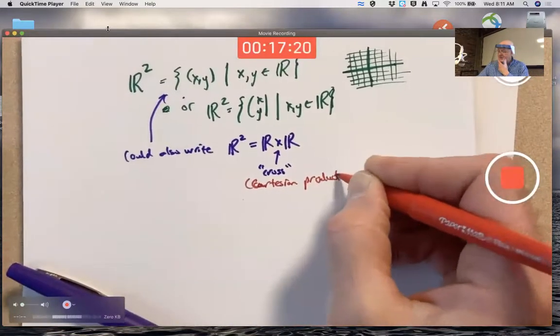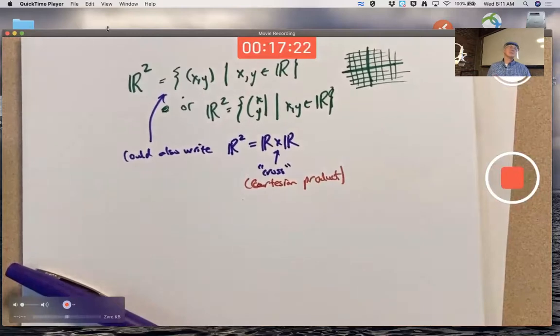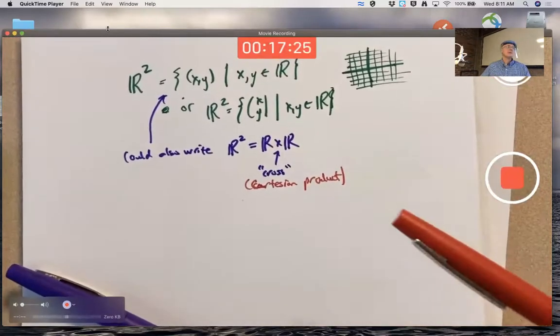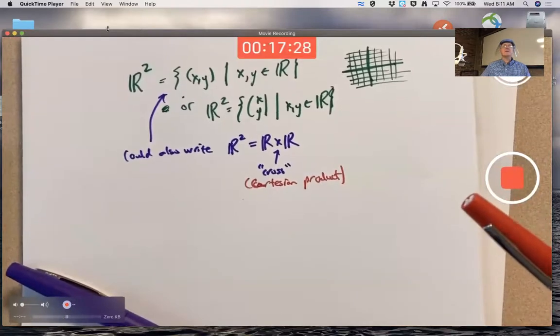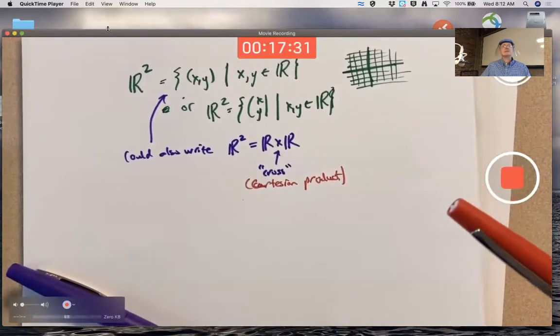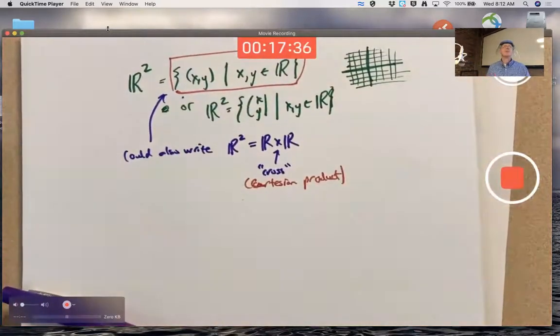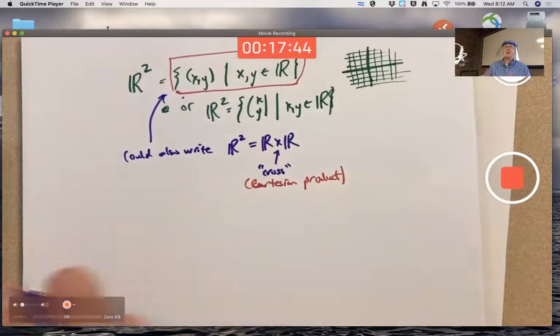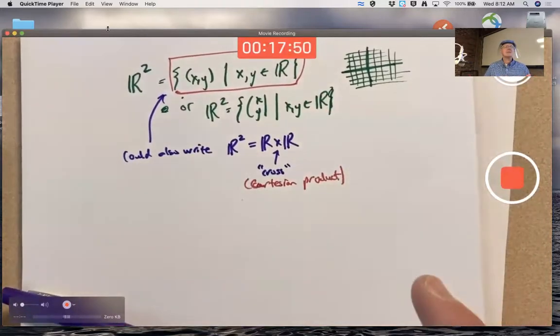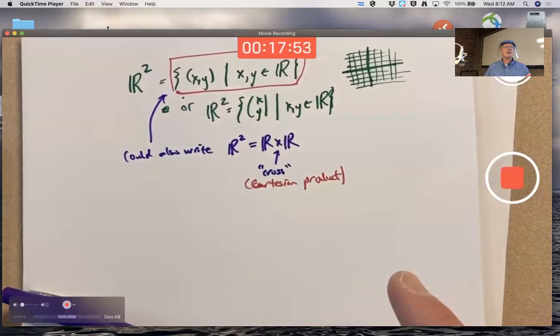And you can form the Cartesian product of any two sets. It doesn't have to be R with itself. It could be finite sets, A and B. It's just a new set that's the set of all ordered pairs. Hey, that's exactly what this is. If I'm taking the Cartesian product of A and B, where A and B are finite sets, then A cross B will also be a finite set. And the number of elements in A cross B will be the number of elements in A times the number of elements in B. Does that make sense?